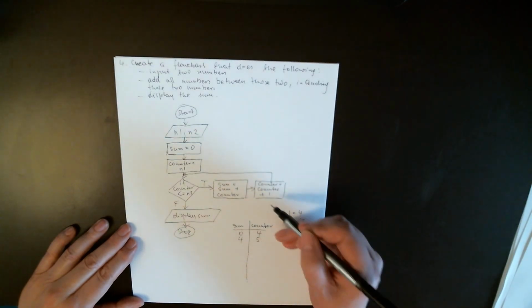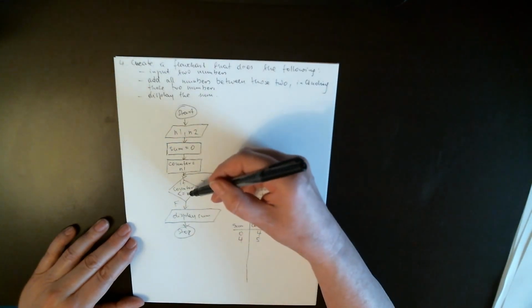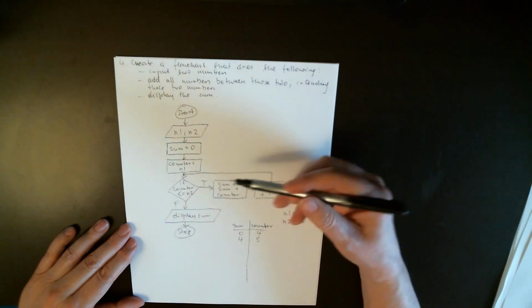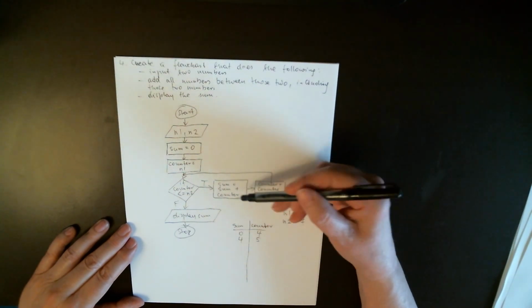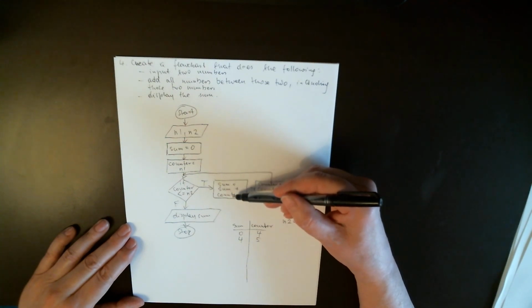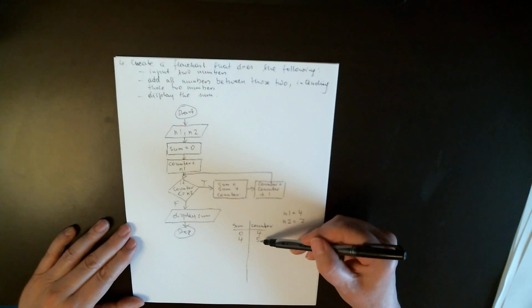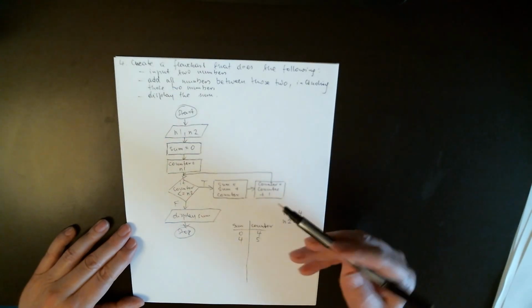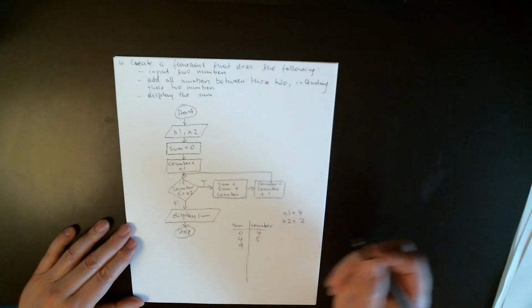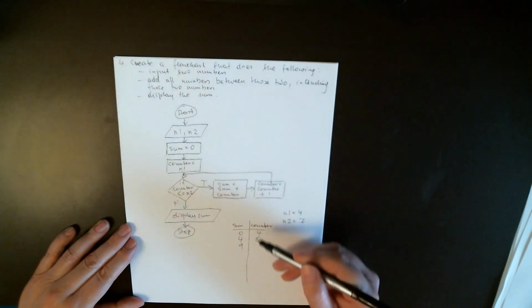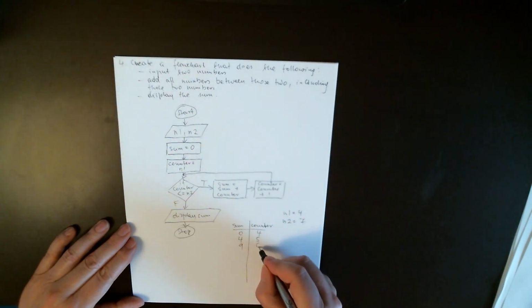And we continue with 5. Is 5 less than 7? Sure it is. So what sum? Our new sum is equal to the old sum plus the counter. Our old sum was 4. Our counter is 5. 4 plus 5 is 9. All right. And then what happens to the counter? Well, we add 1 to the counter. There was 5. Now it's 6.